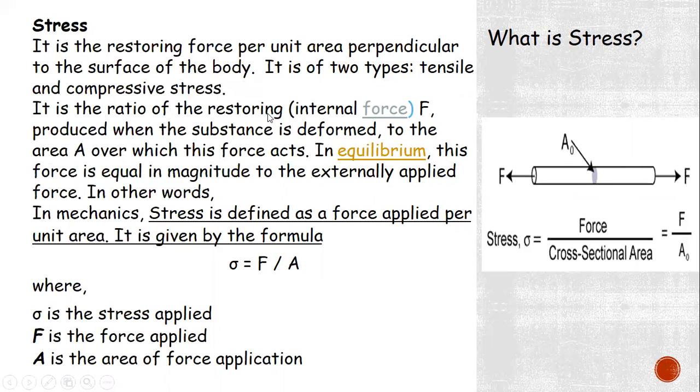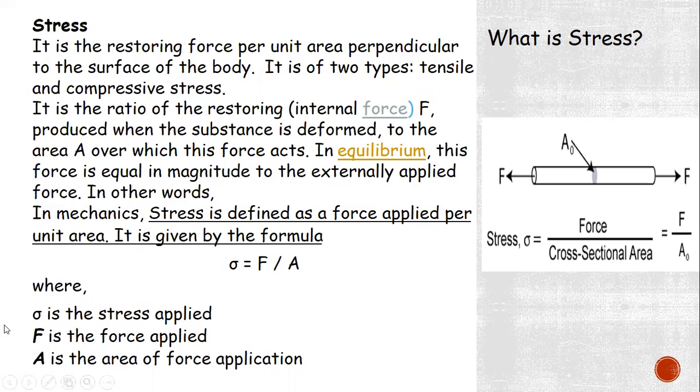It is a ratio of the restoring, that is, the internal force developed due to the applied force, produced when the substance is deformed, to the area over which this force acts. In equilibrium, this force is equal in magnitude to the externally applied force. So, in other words, simply we can say that stress is defined as the force per unit area.